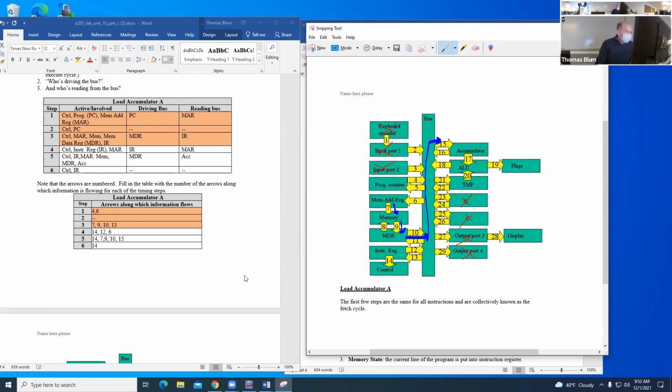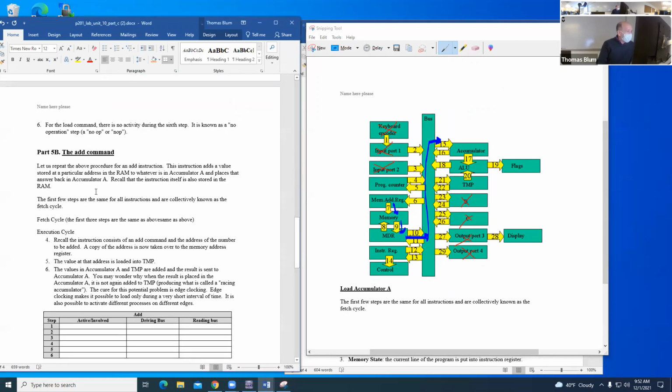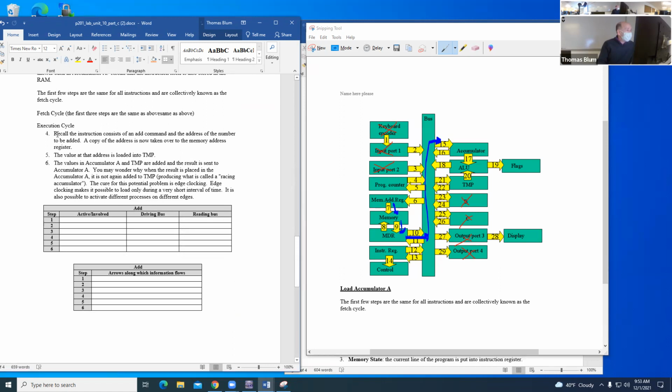Different command. So down there, now here's the add. I don't even tell you the fetch. It's above. And then I say, here's what we're doing. Read the instruction: it is an add command and an address. Take the address to the memory address register. Take the value at that address and put it in temp.